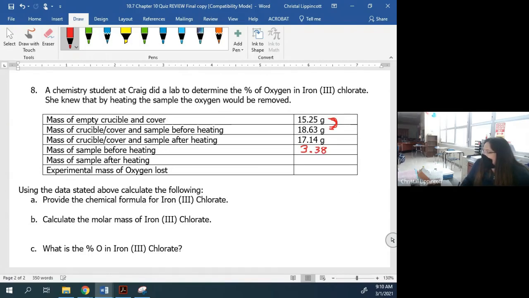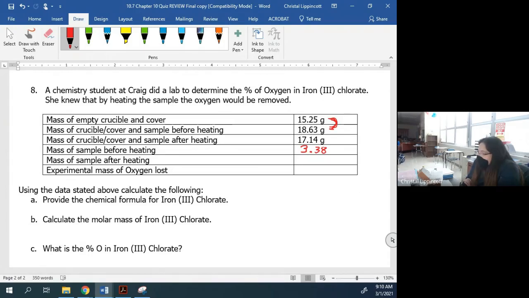Now, sig figs. When we're doing these, remember when you subtract, significant figures are determined by how many places there are behind the decimal. So here, these are all to the 100th place. So my answer should be to the 100th place.